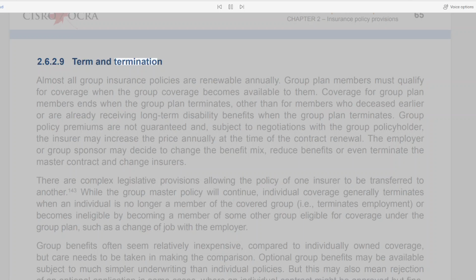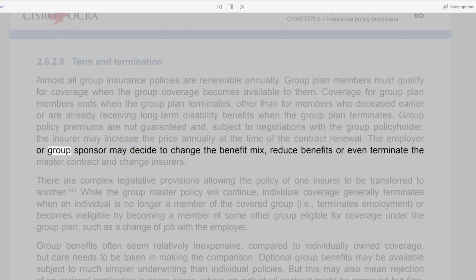2.6.2.9 Term and termination. Almost all group insurance policies are renewable annually. Group plan members must qualify for coverage when the group coverage becomes available to them. Coverage for group plan members ends when the group plan terminates, other than for members who deceased earlier or are already receiving long-term disability benefits when the group plan terminates. Group policy premiums are not guaranteed, and subject to negotiations with the group policyholder, the insurer may increase the price annually at the time of the contract renewal.